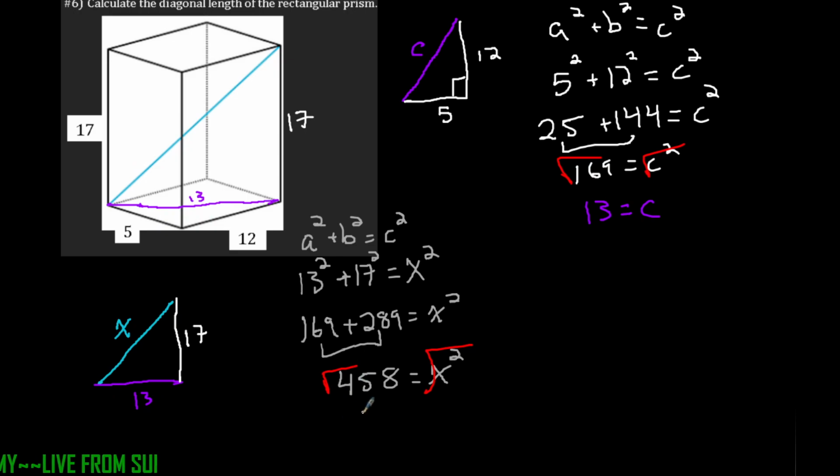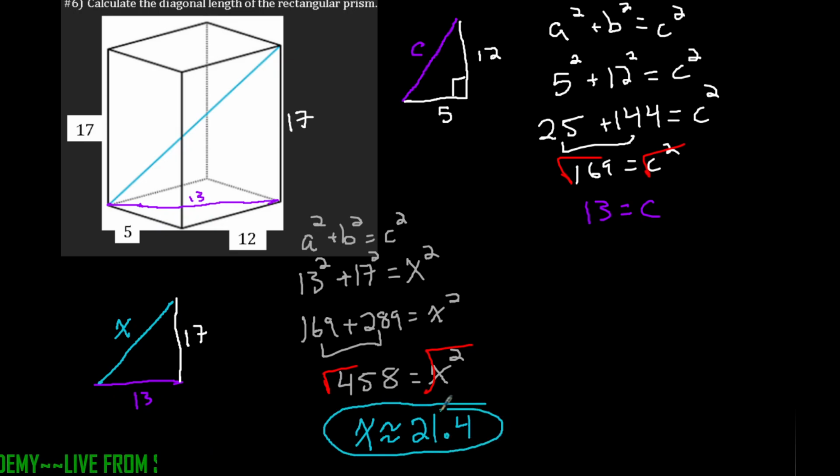So we're going to say, let me do it in blue. I'm going to say x is going to be about 21.4. And that makes sense because it should have been the longest of these three sides in that right triangle. So make sure you're seeing how that works.